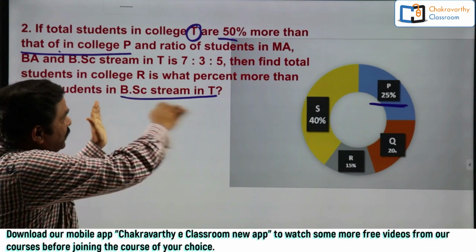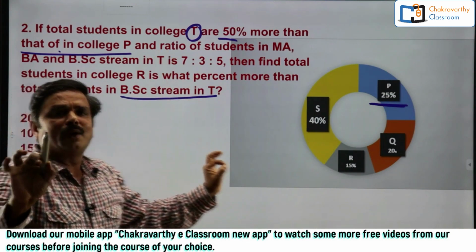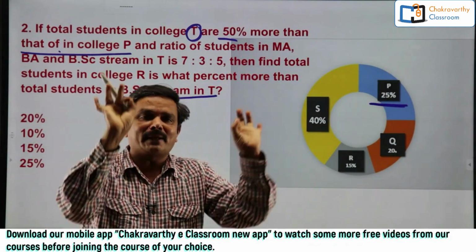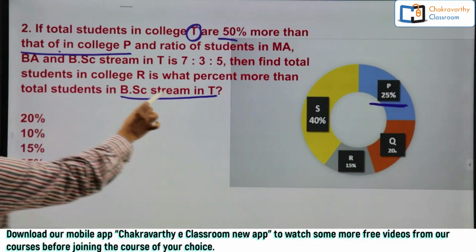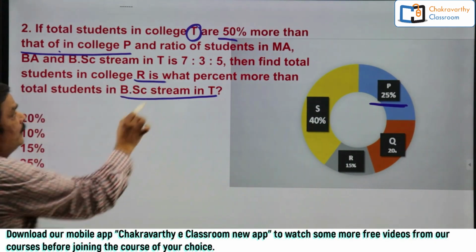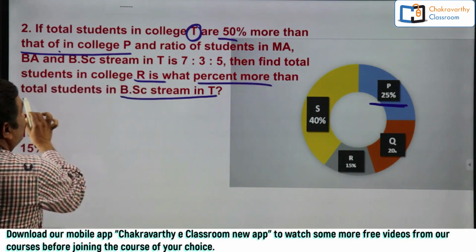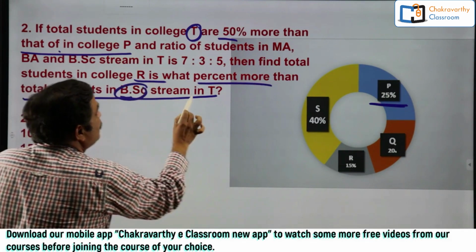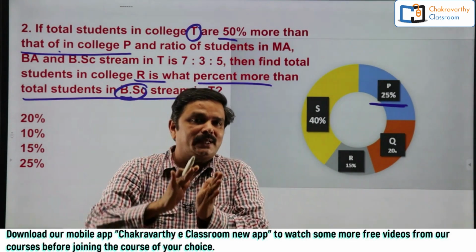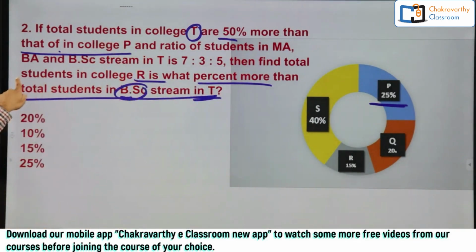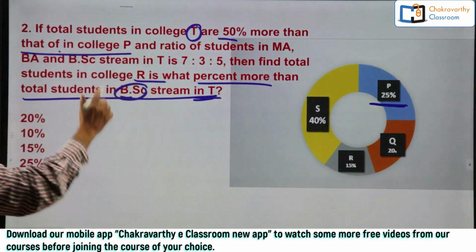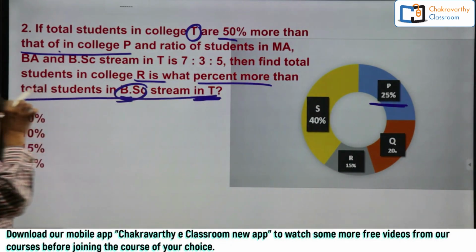Okay, before going for solving step by step, finally what they are asking, how can I minimize the work? How can I come to the direct answer in 1 or maximum 2 steps? Here they are asking the question, find the total students in college R is what percent more than the total students in BSc stream in college T. Now you got the idea, right? I need to find out how much percent more here.